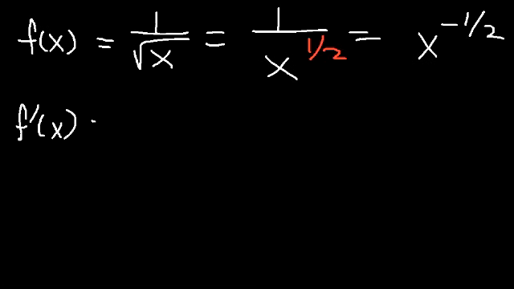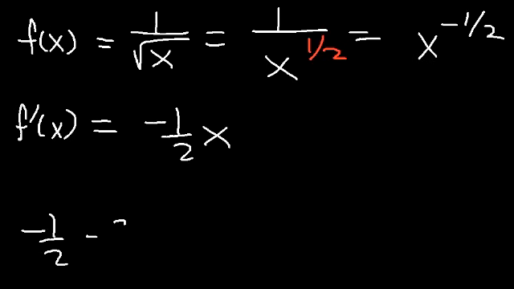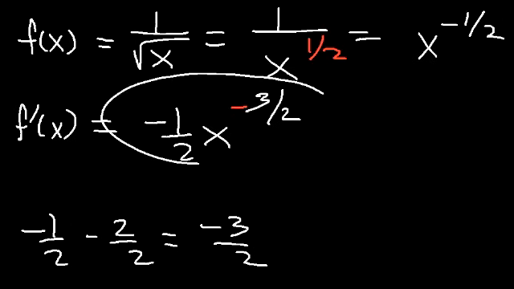So to find the first derivative, let's take the negative 1/2, let's move it to the front. So it's negative 1/2 x, and then negative 1/2 minus 1, or minus 2/2. Negative 1 minus 2 is negative 3. So this is going to be negative 3/2. So this is the first derivative, but let's simplify it. Let's rewrite it.